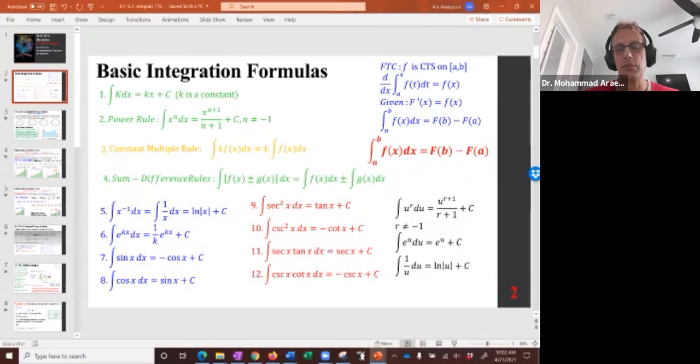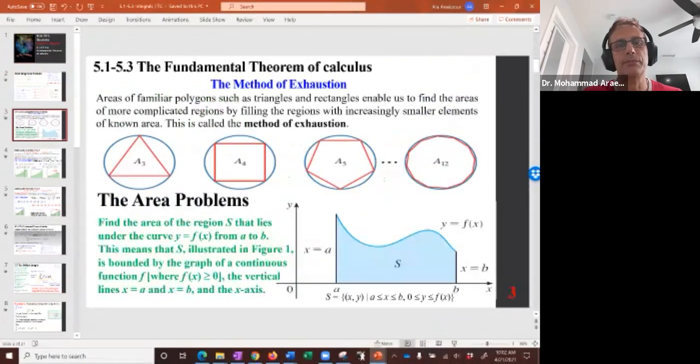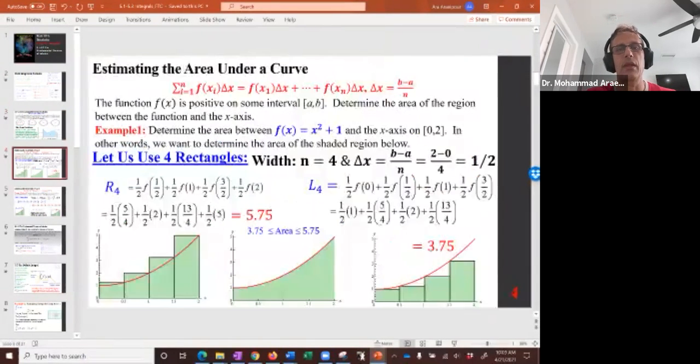Basic integration formulas. Again, a few pages have been discussed already. The method of exhaustion is used to find the area under a curve, just the way it was used to find the area and the circumference of a circle when they didn't have the formula for it. So in this example, we use the function, we cut it into 4 pieces.